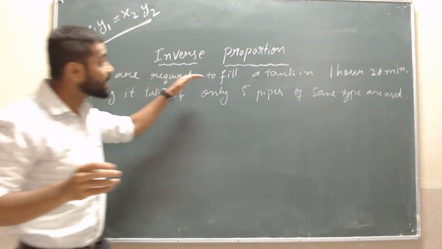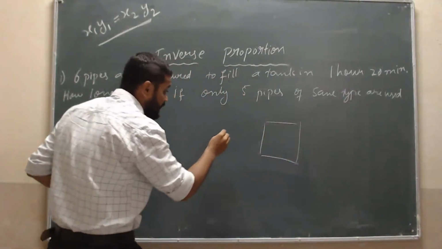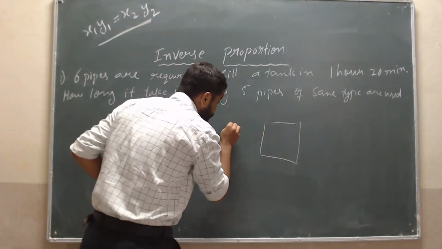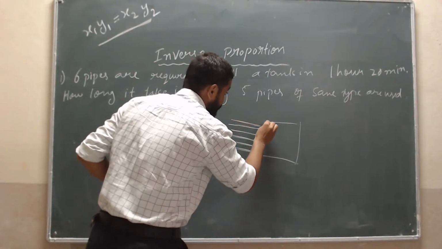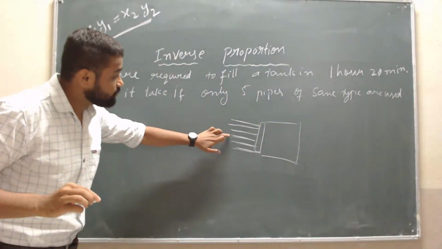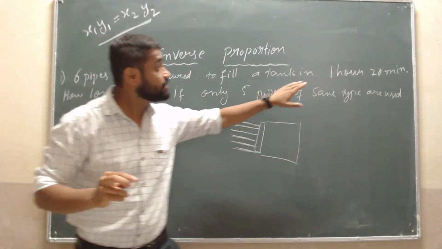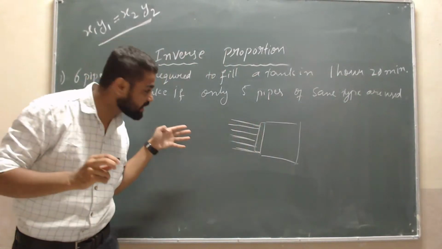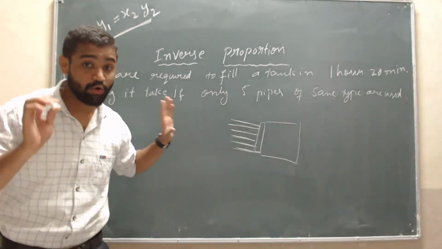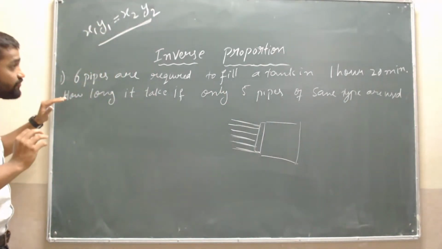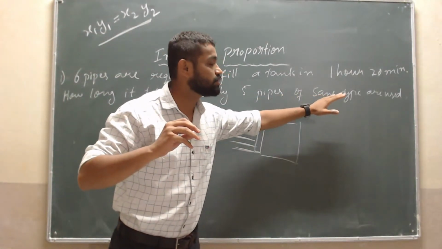Six pipes are required to fill a tank. See here, suppose this is a tank and here are the 6 pipes: first pipe, second, third, fourth, 5 and 6. Six pipes are required to fill a tank in 1 hour 20 minutes. So 1 hour 20 minutes it will take to fill up. Our question is, how long will it take if only 5 pipes are used at the same time?